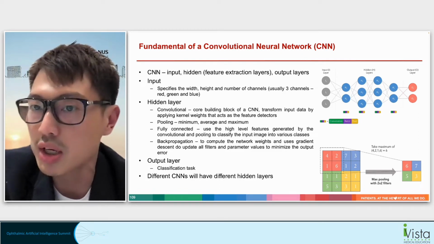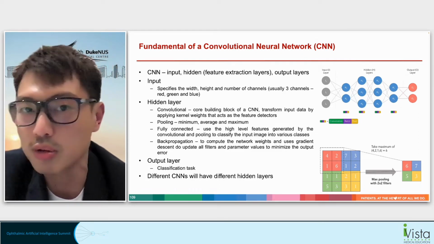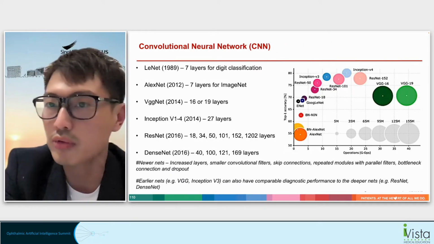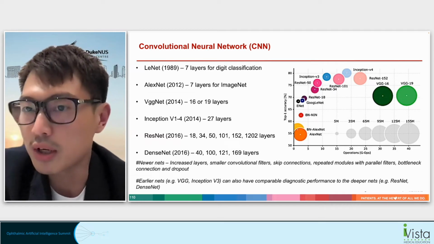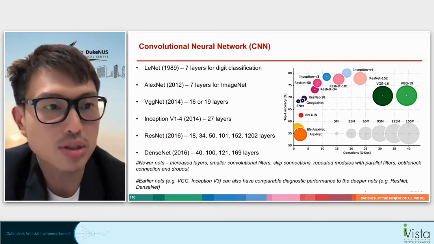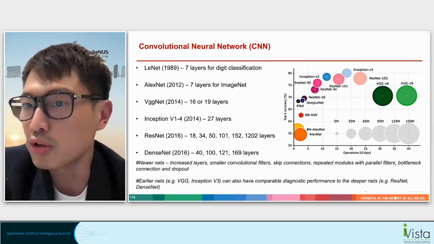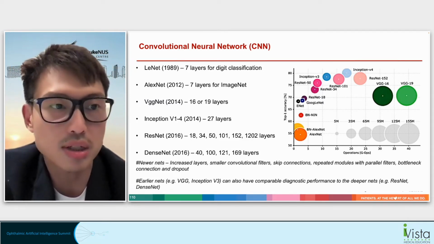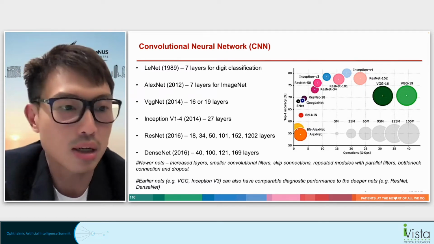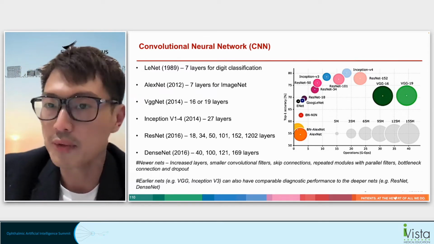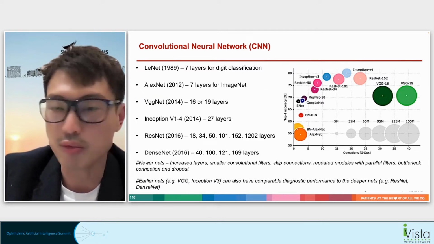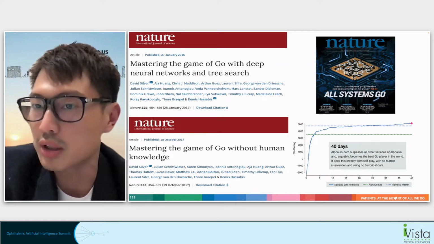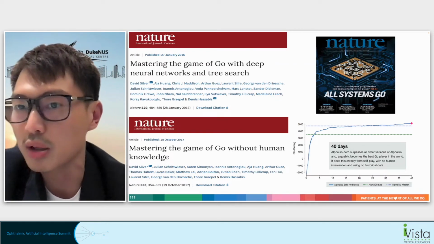So if you break down a CNN into 3 big different layers, it could be broadly divided into the input layer, the hidden layer, and the output layer as well. Most of the CNNs differ based on the hidden layers. If you look at the evolution of the CNN layers over the past 30 years, it has increased from 7 layers, as first described by Yann LeCun, LeNet, all the way to 2016, the DenseNet. You can see the ResNet even push beyond 1,000 layers. Those are the layers, the evolution of the CNN that's been happening over the past 30 years.